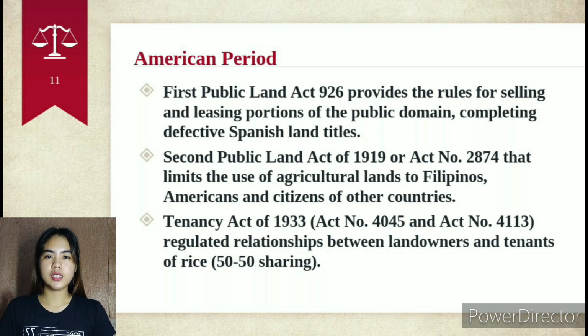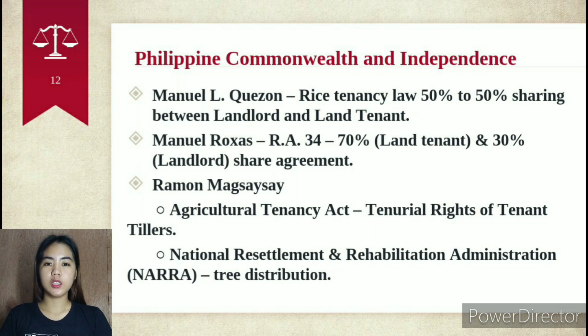And then we have the Tenancy Act of 1933, or Act number 4054 and Act number 4113, which regulated relationships between landowners and tenants, with rights of 50% to 50% sharing. Now let's proceed to the Philippine Commonwealth and independence. So let's look at the Presidents' laws in relation to this reform.